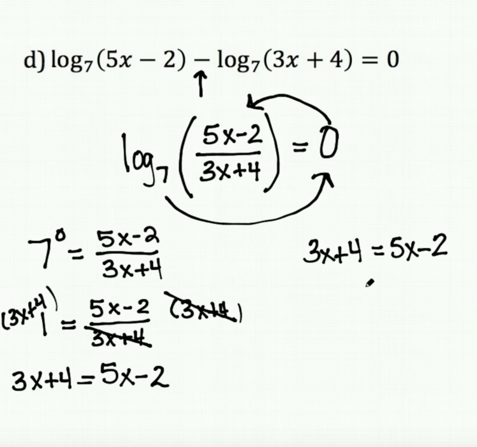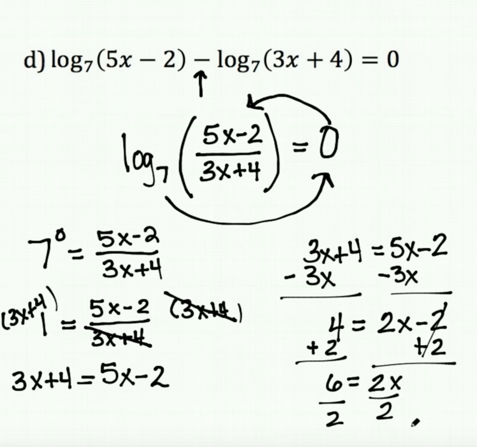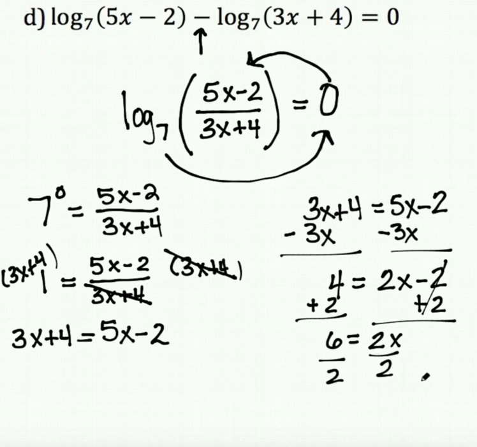I'm going to go ahead and move my x's to the right. So I'm going to do minus 3x. That leaves me with 4 equals 2x minus 2. I'm going to add 2 to both sides. That gives me 6 equals 2x. Divide both sides by 2, and I'm left with x is equal to 3.